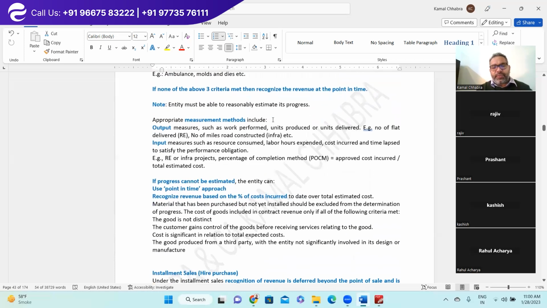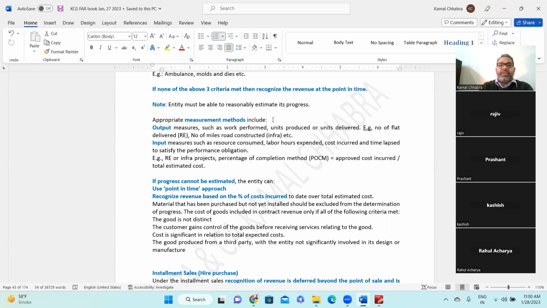Just these two paragraphs more before jumping into installment sale, which is a new topic. We will do some practice questions. If none of the three criteria are met, then revenue is recognized at a point in time. This is 100% the same as what you have studied in the revenue recognition criteria of ASC 606, step 5. The entity must not be able to reasonably estimate its profit.